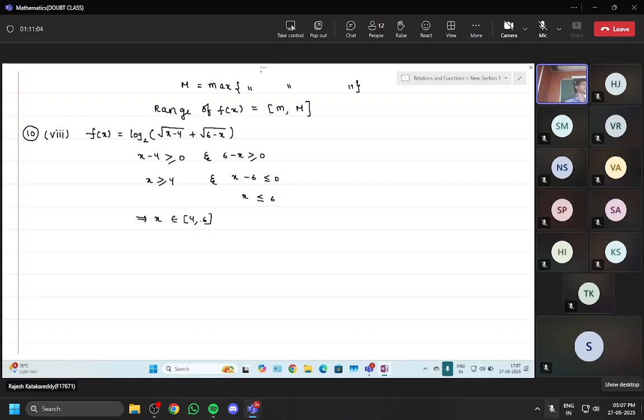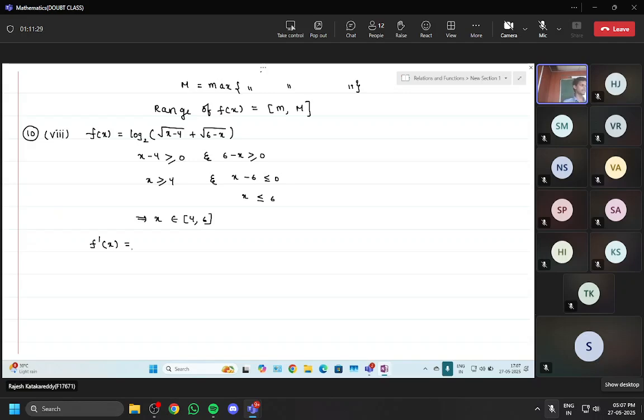Whenever you are finding range in a closed interval, you differentiate the given function, f dash of x. I'm using the chain rule. Initially, it is a log function. Technically, I cannot differentiate log base 2. What I should do here is convert it into log base e, and then differentiate. But here it won't matter actually.